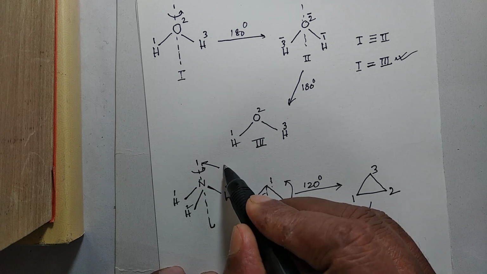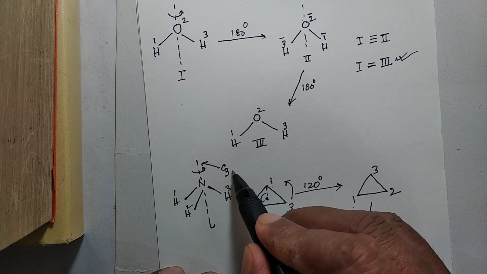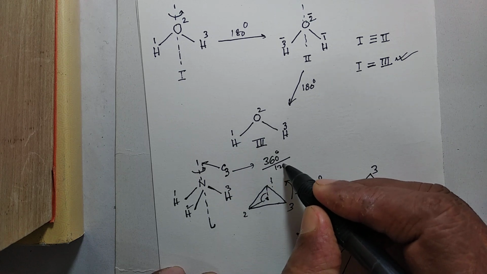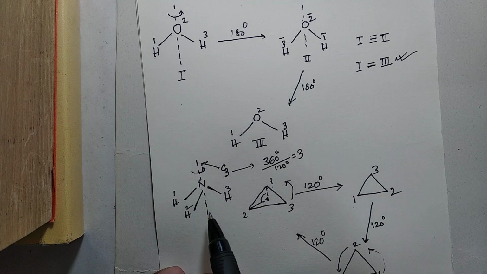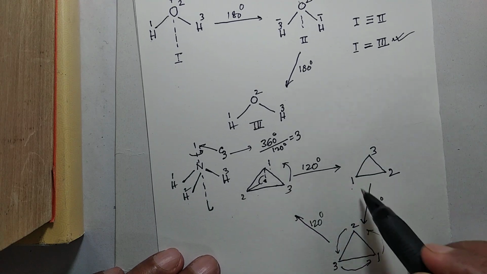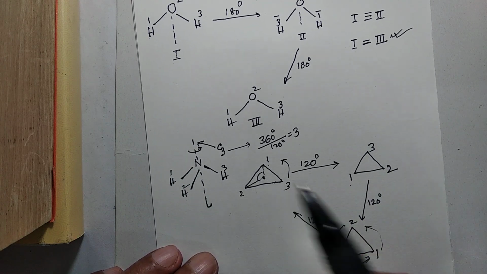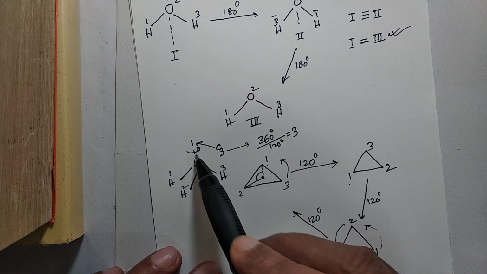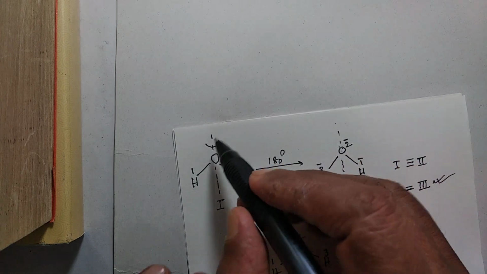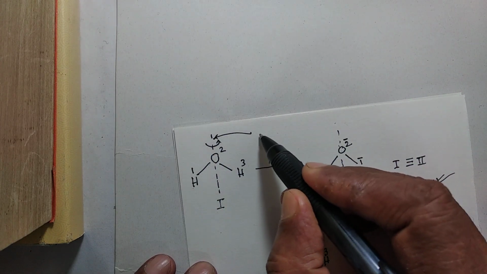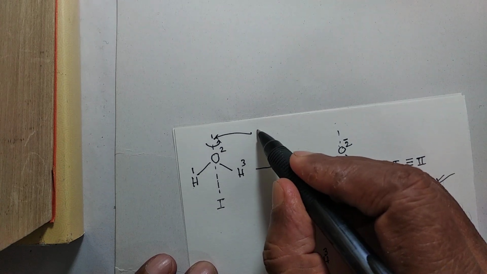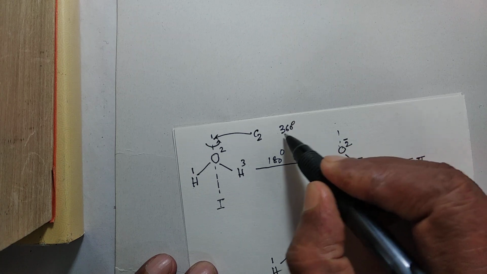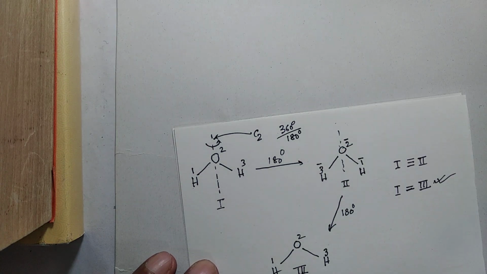It is denoted by C3. This number 3 comes from this fact: 360 degrees divided by 120 degrees is equal to 3. We can carry out 3 rotations to complete the cycle. So this is a threefold rotation axis of symmetry, and this one is a twofold rotation axis. This will be denoted by C2. A twofold rotation axis, this 2 comes from 360 divided by 180.